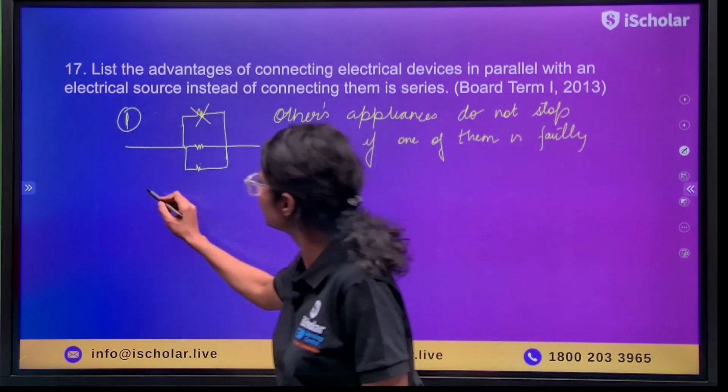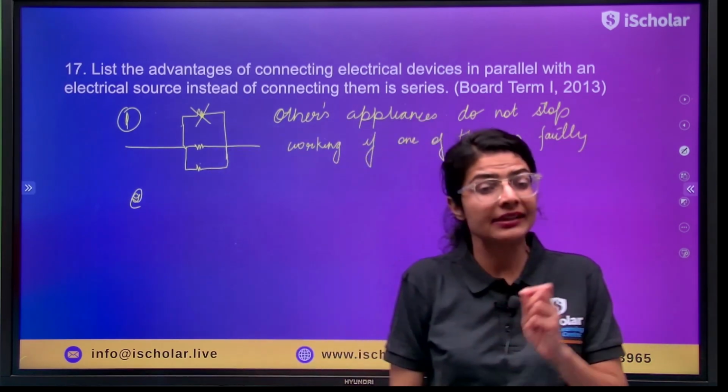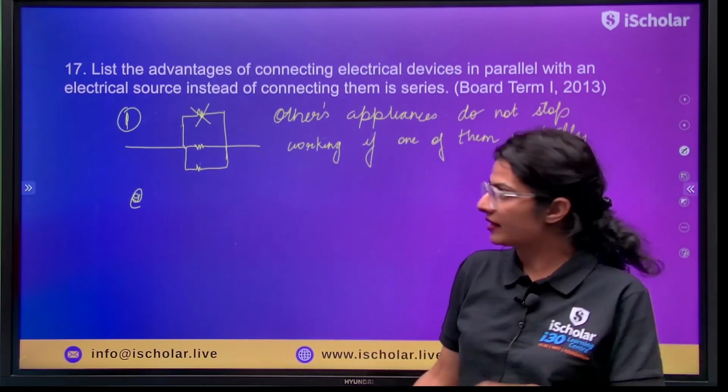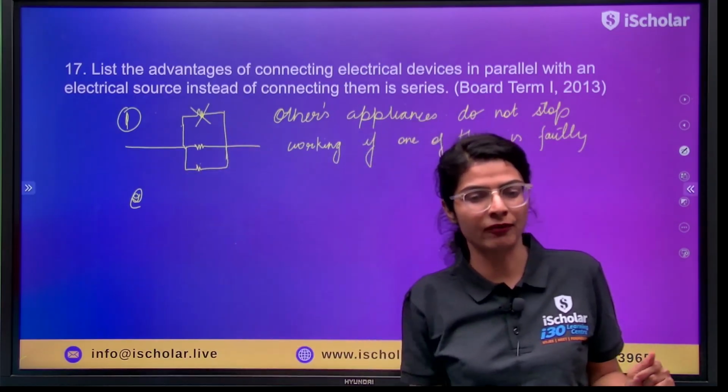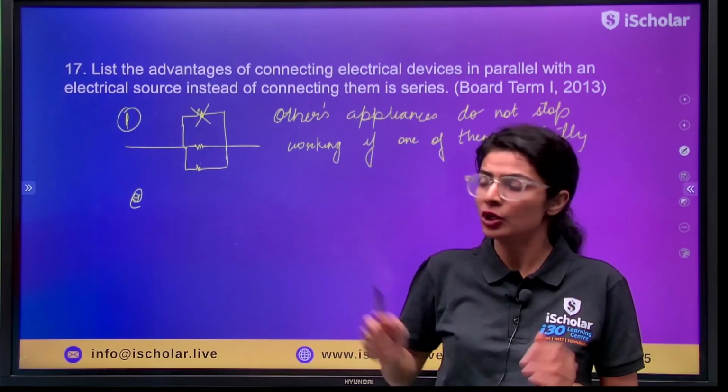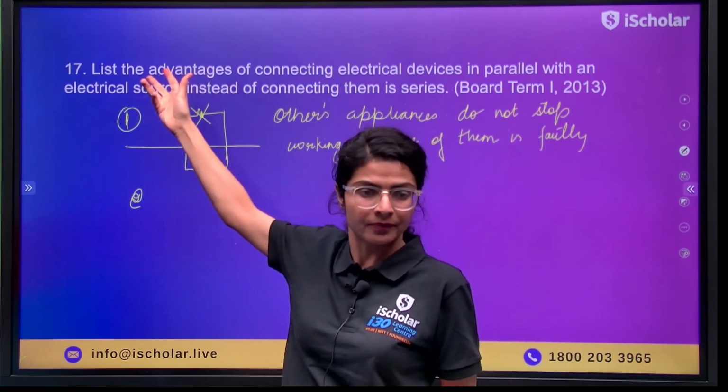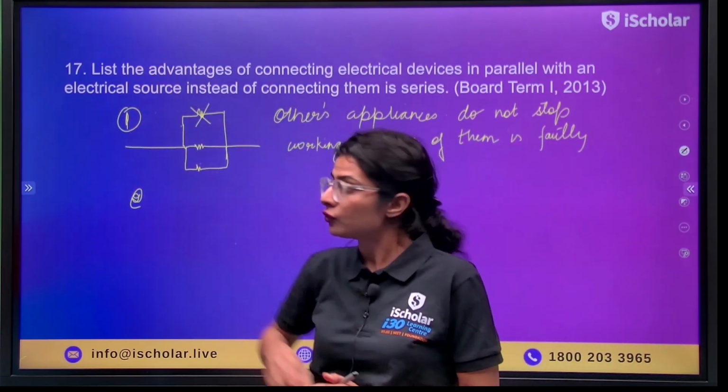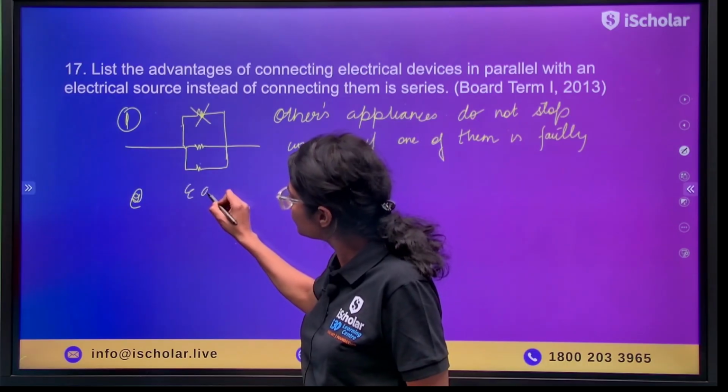Okay. Second, it is easily manageable. For example, now if one of the appliances is faulty, it has stopped working, we can easily change it. Right? So again I am saying, easily manageable.